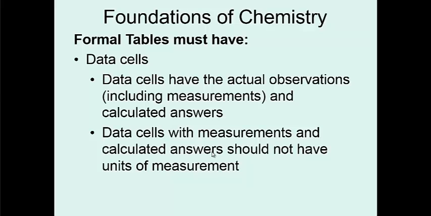So if you have a qualitative observation like color, or some smell or something else, obviously that's not going to have a unit of measurement. But anything you measure or anything you calculate will have numbers associated with it, and you don't put the units of measurement in the data cell. You put those in the column label.